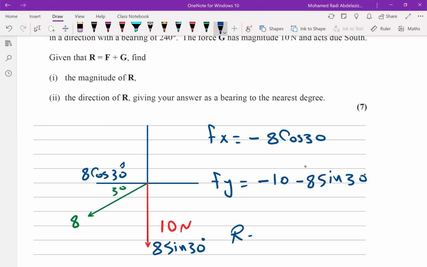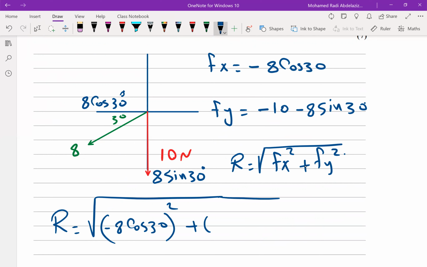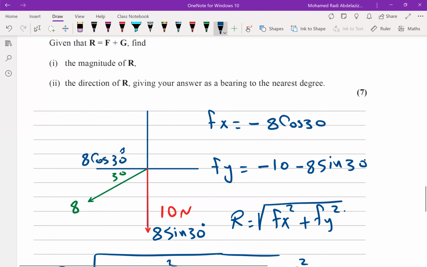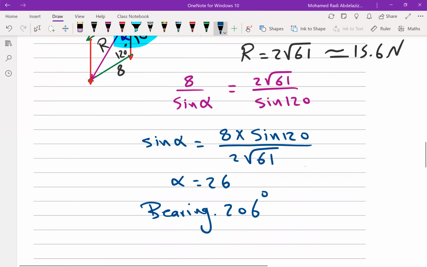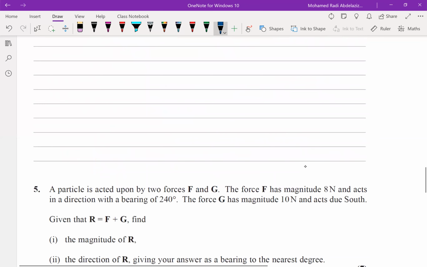To get the magnitude, R is the square root of F of x squared plus F of y squared. To get the exact value of R, it is the square root of 8 cosine 30, whatever negative, all squared, which gives positive, plus negative 10 minus 8 sine 30, all squared. You will get the same answer found by the first method, which is 2 root 61, or as a decimal 15.6.